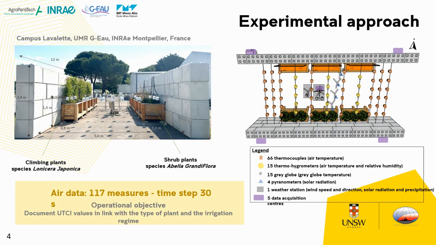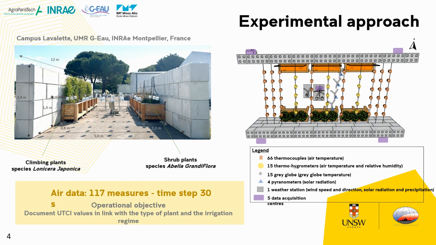Concerning our experimental approach, we built the installation during the last summer with the dimensions specified in this picture. And as you can see, in the north side of the canyon, we have climbing plants of the species Lonicera japonica, and in the other side, we have shrub plants of the species Abelia grandiflora.